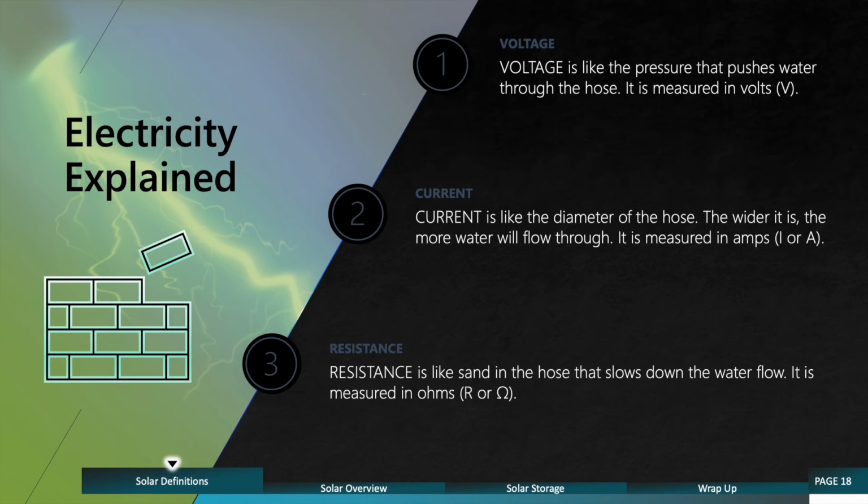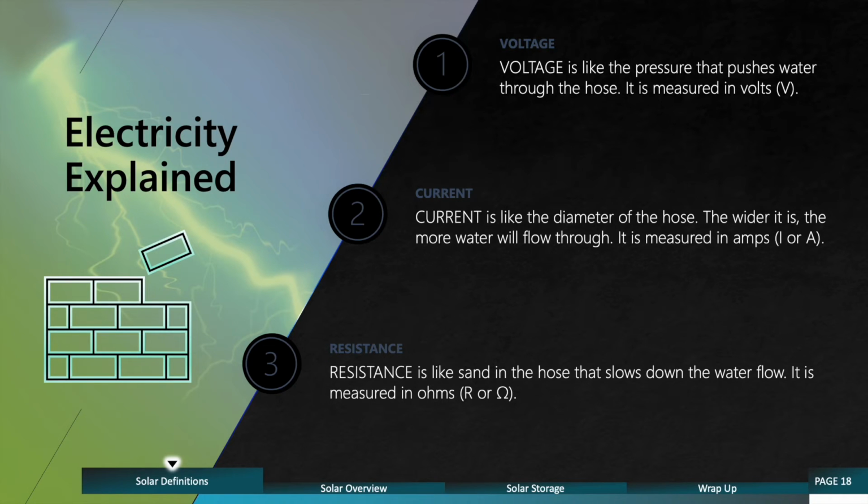Now, let's go over these basic definitions one more time before we move forward. Voltage is like the pressure that pushes the water through the hose, right? So when we think of voltage, we need to think of pressure. It's measured in volts, and you'll usually see that with a V. Current is like the diameter of the hose. The wider it is, the more water will flow through it. This is measured in amps. We'll usually see an I, or we'll see the A.